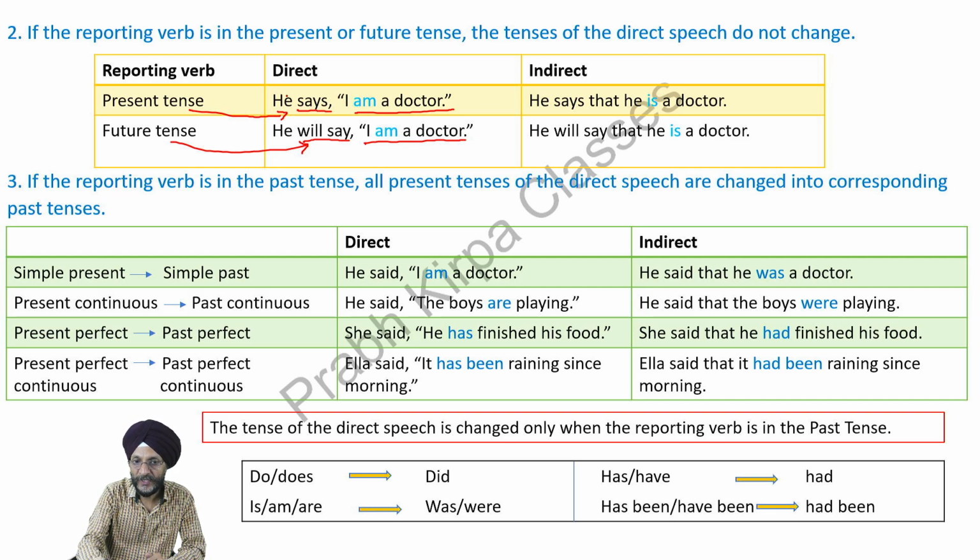He will say that he is a doctor. He will not say, we will not change it. He will say he will be a doctor. He will say he is a doctor. That is this part of the sentence, that is the reporting speech.